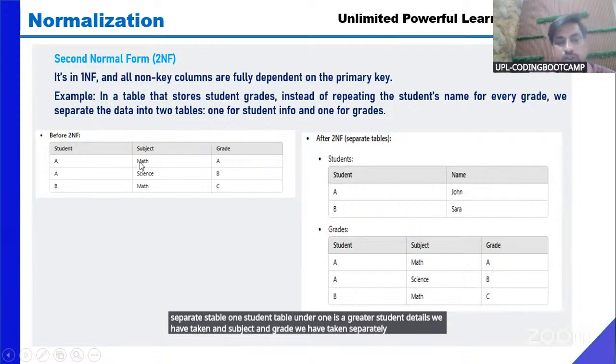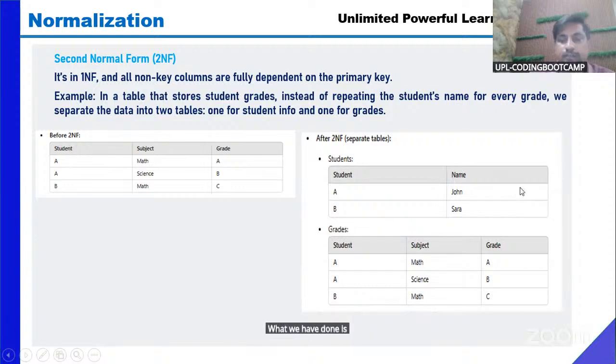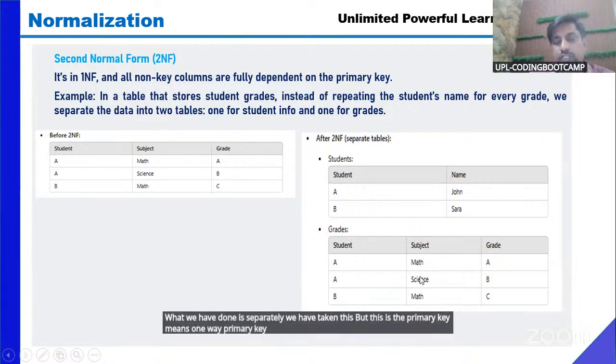If you look at this separately, actually here student name should be there, student ID, student name. But logically it has been shown. What we have done is separately we have taken this, but this is the primary key, meaning only the primary key will be taken and associated with subject, and grade has been derived here. Similarly, subject also we can make a separate table and we can refer here, like two foreign keys I can use. So what do we mean by second normal form? The full or fully functional dependency.